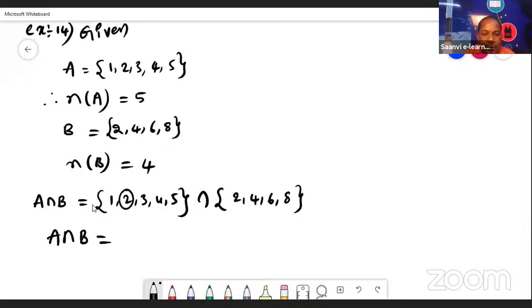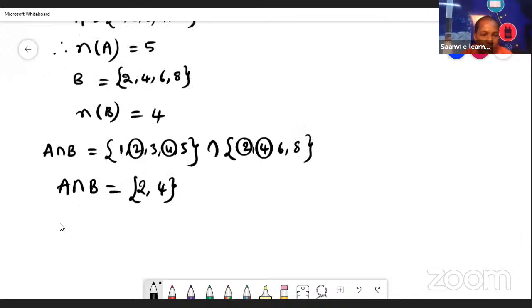What are the common elements? 2 and 4. 2 and 4 are the common elements in both sets. So A intersection B we have got 2 and 4. If A intersection B is 2 and 4, what about N of A intersection B?